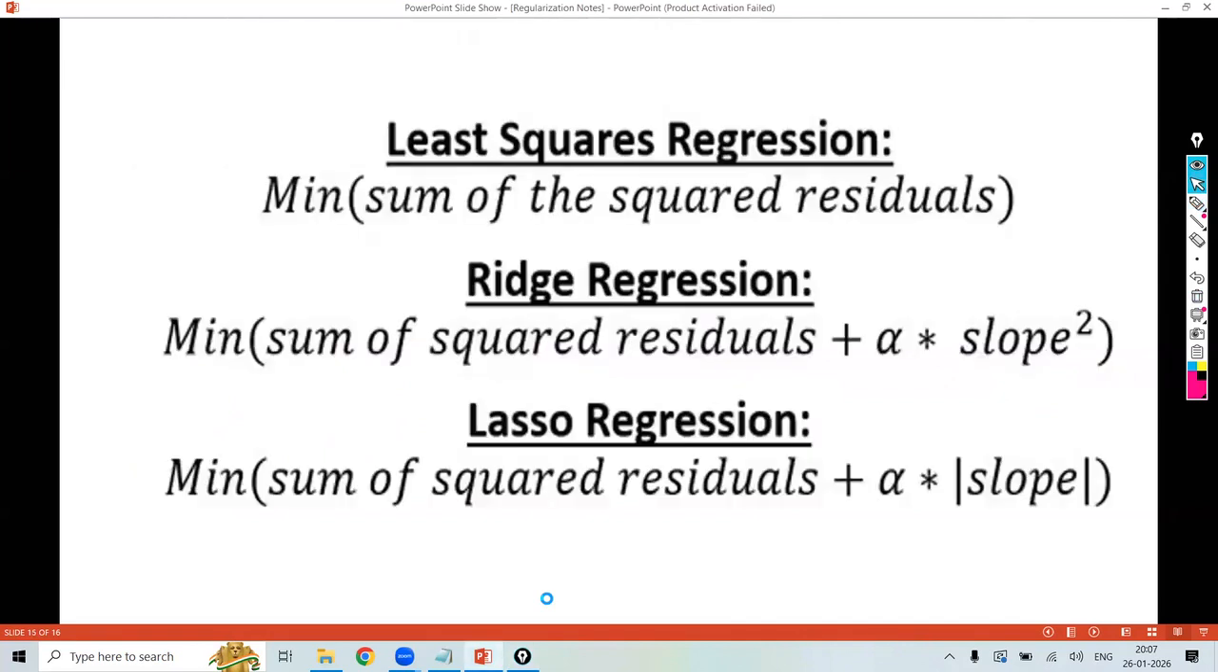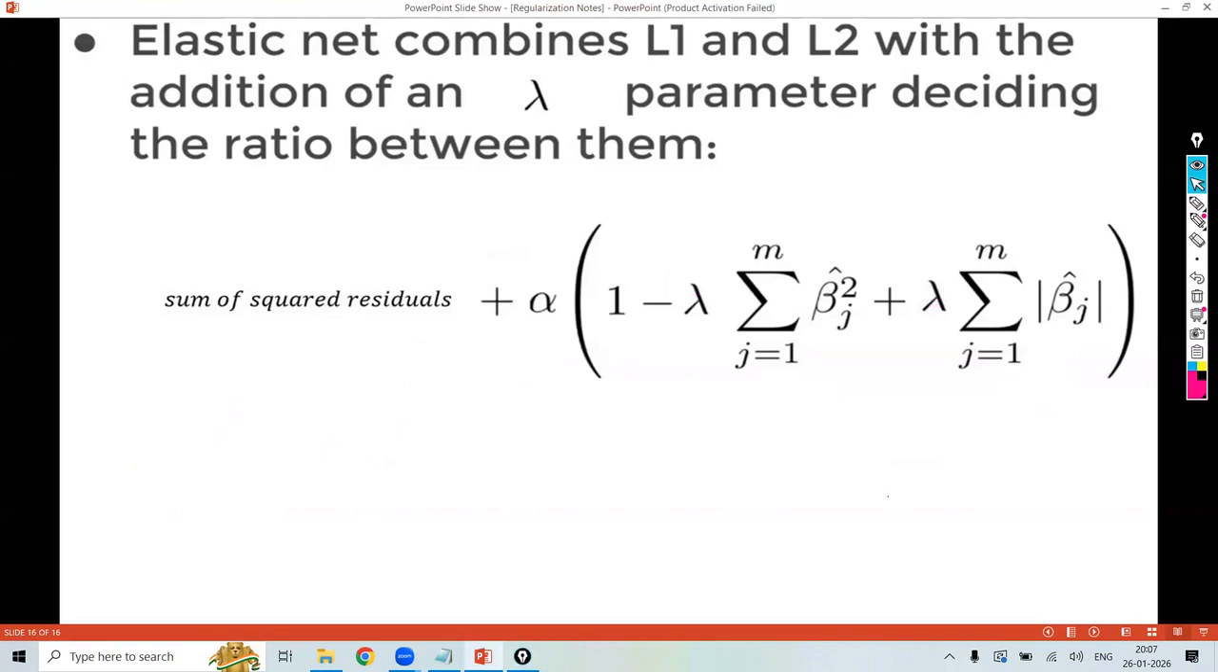Now here alpha is not fixed. Is there any fixed formula for the alpha? For alpha there is no fixed formula. No, we have to try different alpha values. We have to try different lambda values. Both of them we have to try.